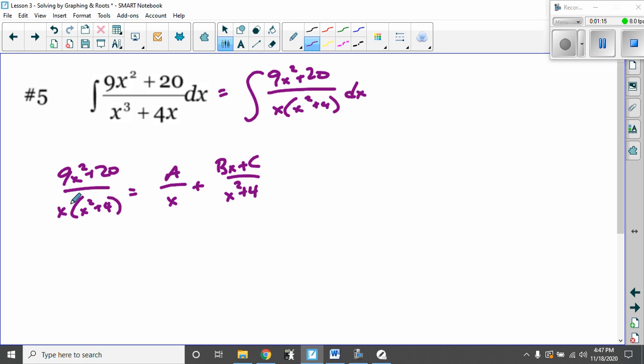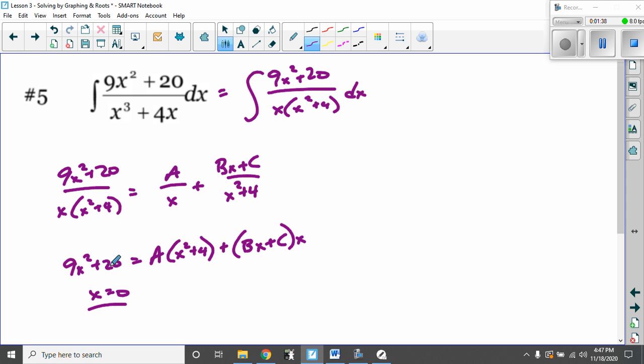Multiply through by the common denominator. That gives me 9x squared plus 20 on this side. On this side, my x's cancel, so I get A times (x squared plus 4). The x squared plus 4's cancel, so I get (Bx plus C) times x. We could cancel this whole term out by plugging in 0. That gives me 20 equals 4A, so A is 5.